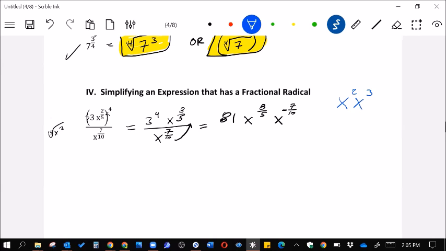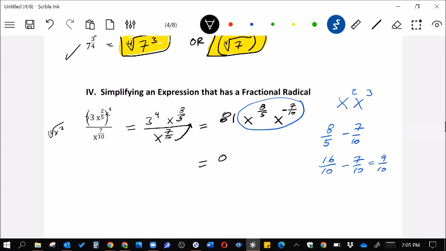So I'm going to do the same thing here, just with fractions. 8 over 5 plus negative 7 over 10. So actually that's 8 over 5 minus 7 over 10. I need to make the denominators the same, so I'll multiply the first one by 2 over 2. So it's 16 over 10 minus 7 over 10, and that is equal to 9 over 10. So that means that this part becomes x to the 9 over 10. And I'll write that under here. So it's 81 x to the 9 over 10.